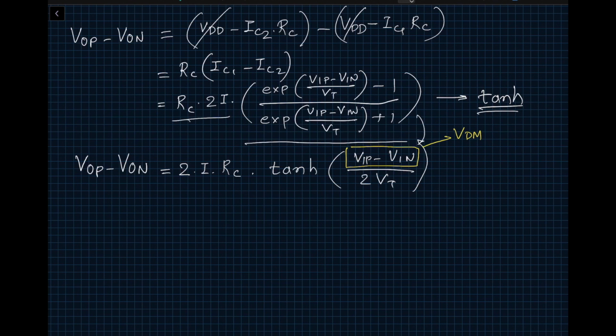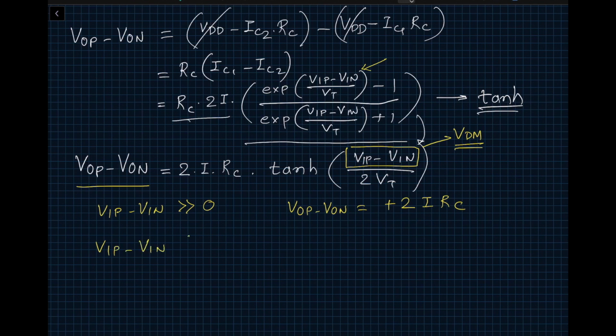Okay, so as you can see in this particular function, the output differential voltage is not dependent on the common mode voltage at the input. It's only dependent on the differential mode voltage. Let's look at this function and see what happens when VIP minus VIN is much greater than 0. In this case, the exponential terms will dominate, and the answer will be VOP minus VON equals plus 2I RC. Similarly, if VIP minus VIN is much less than 0, then VOP minus VON is equal to minus 2 times IRC. You can convince yourself of that.